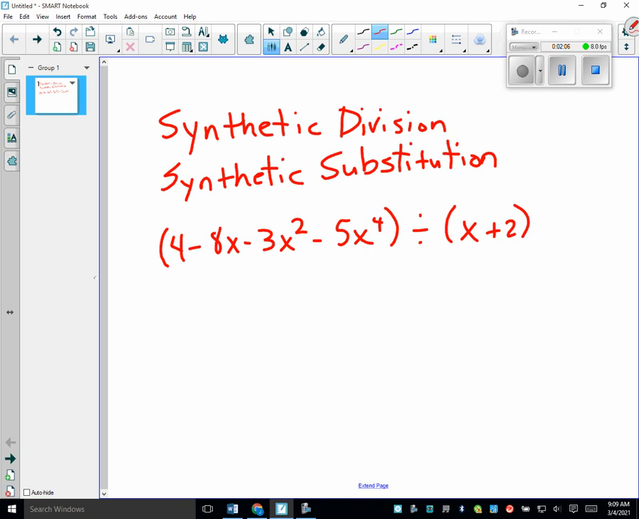So I look at the x. Does it have an exponent? No. Does it have a coefficient? No. So I can do synthetic division. For synthetic division, I start with a little box like this. I take my divisor and set it equal to 0 and solve for x. And you get negative 2. That goes in my box.